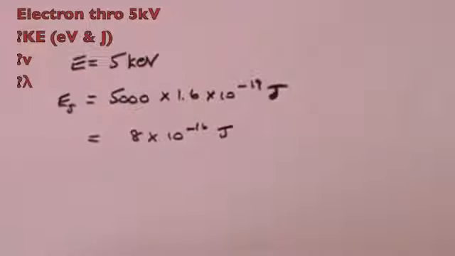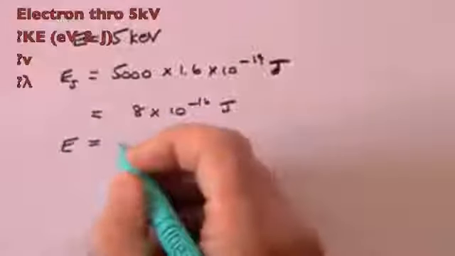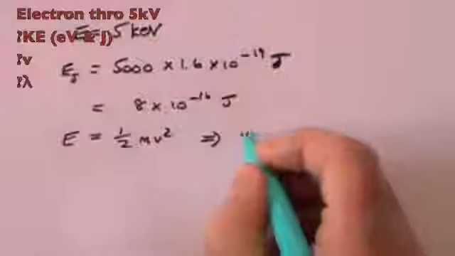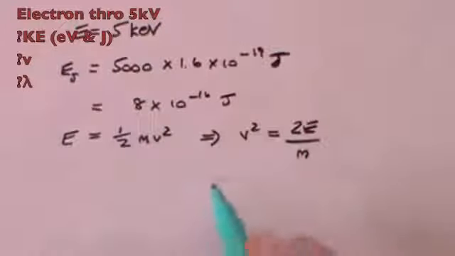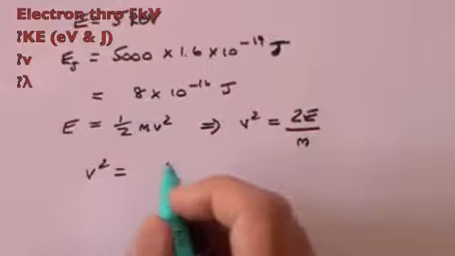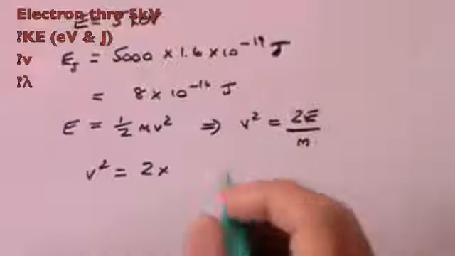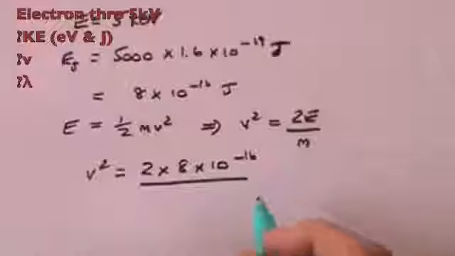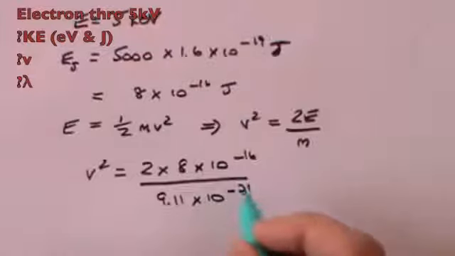Part 2, what is the velocity of that electron? Well, energy is kinetic energy, and that's going to be half mv squared. So consequently, v squared is equal to 2 times E divided by m, just by rearranging this formula here. And so once again, we can substitute. V squared is going to equal 2 times the energy, which of course we must express in joules. So that's times 8 times 10 to the minus 16, divided by the mass of an electron, 9.11 times 10 to the minus 31.